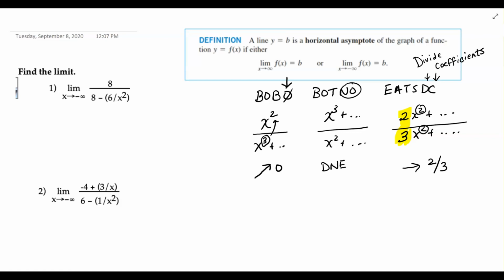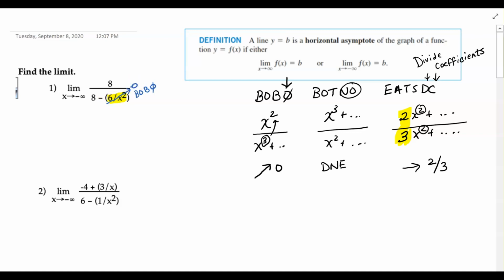Okay, so let's take a look at this one. We're looking here, and I see that we've got a rational, but down here in the bottom is really the only place that we have an exponent. And so it's 6 over x squared. What would apply here to that little piece? Bobo Botno eats DC. This one would be Bobo. And I put this 0 with the line through it, so you know it's a 0. That means that this right here is going to go to 0.